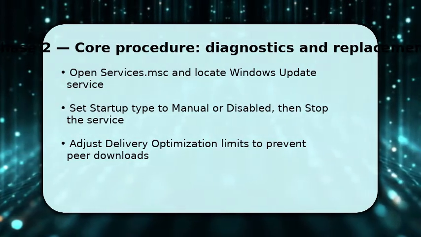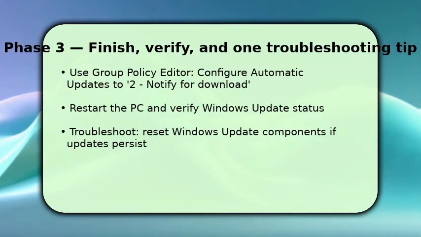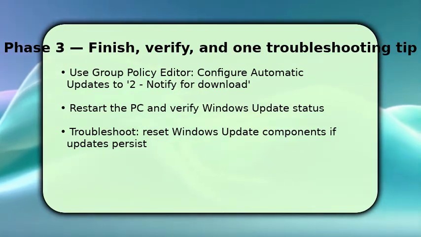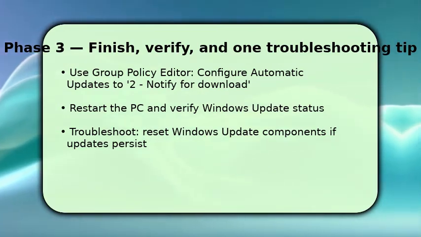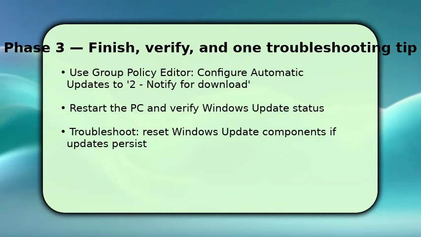For a lasting fix, open the Group Policy Editor, gpedit.msc, and navigate to Windows Components, Windows Update. Set Configure Automatic Updates to Notify for download so you control installations. After applying changes, restart the PC and verify the Windows Update page shows your chosen behavior.